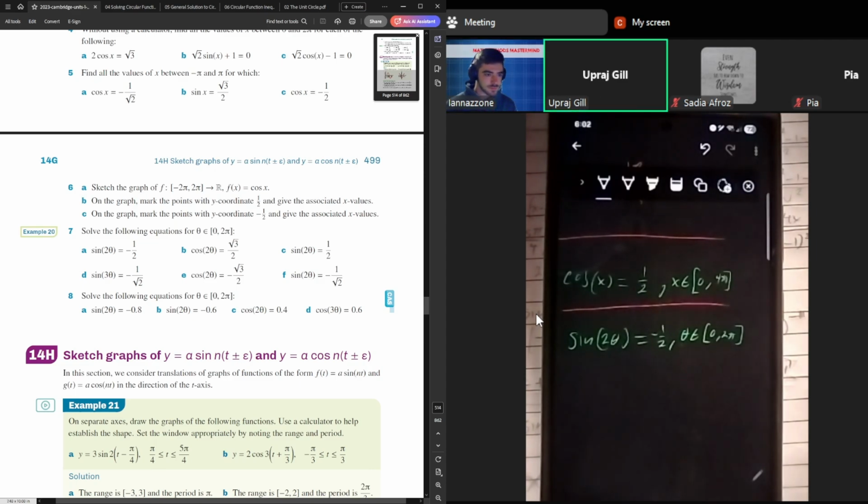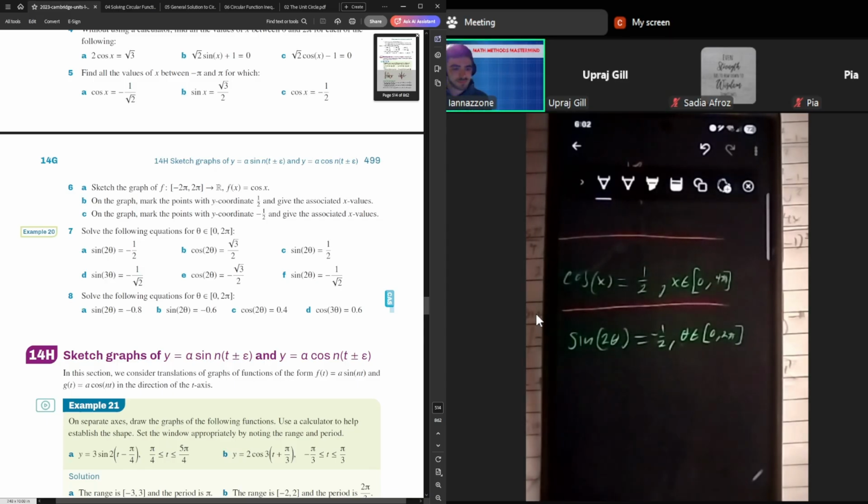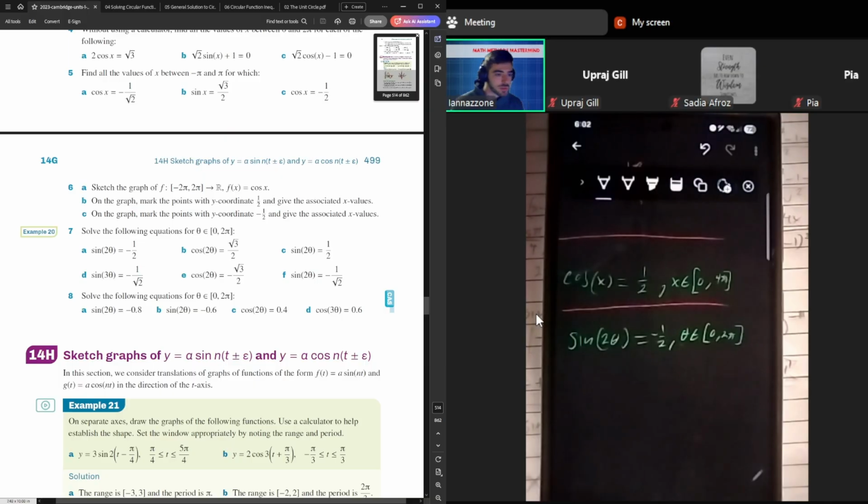7 pi over 12, 11 pi over 12, 19 pi over 12, and 23 pi over 12. Yeah, precisely. Again, pretty much as I described, very similar scenario, except that 2 theta meant we had to effectively find twice the number of solutions and then halve the ones that we did get. Instead of being all over pi over 6s, it was all over pi over 12s. Cool. Okay, that's composite functions.